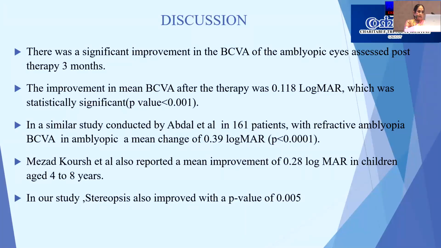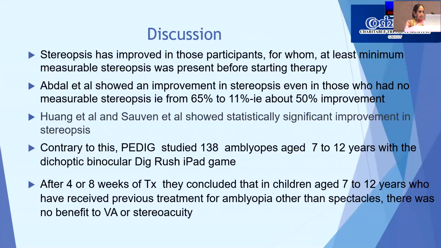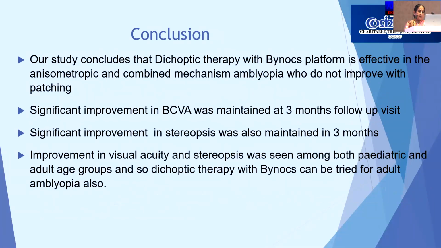In a similar study by Abdul et al. in 161 patients, the mean change in refractive amblyopia was 0.39 logMAR, and with the Mazard course, it was 0.28 logMAR. In our study, it was 0.118. There is definitely an improvement in stereopsis as well, in those patients in whom at least a minimum was present. Contrary to this, a PEDIG study showed that there was no improvement with binocular stimulation by the Dig Rush iPad program.